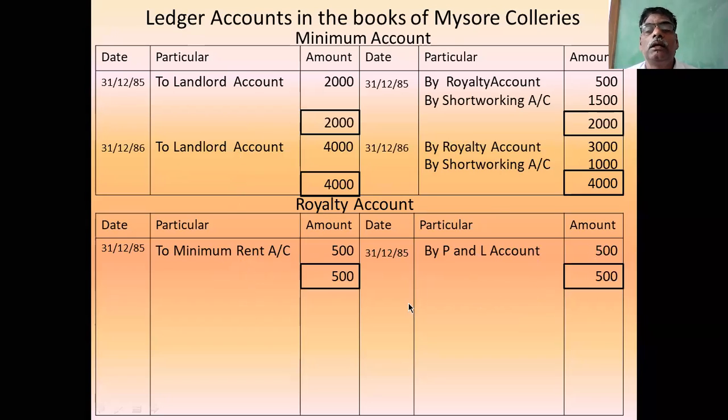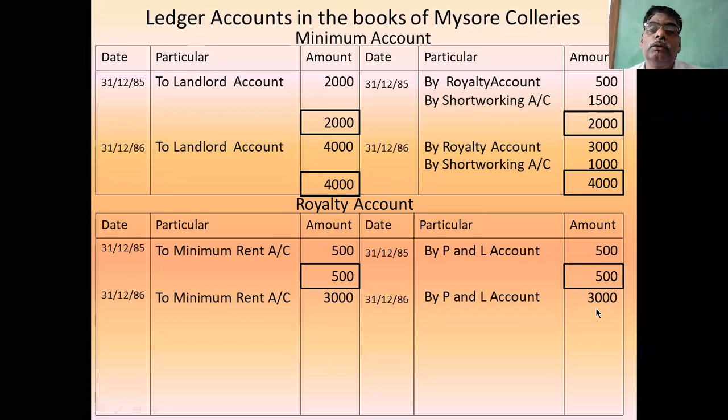First year completes. In the second year also, you take minimum rent because you paid the minimum rent for the first year. You write the minimum rent, but take the amount in the royalty column. Don't take the minimum rent here. This amount comes from the posting. Whatever you posted in the credit side of the minimum rent account will be posted to the debit side of the royalty account. This is the principle, you know it. Minimum rent 3,000, credit side by P&L account 3,000.